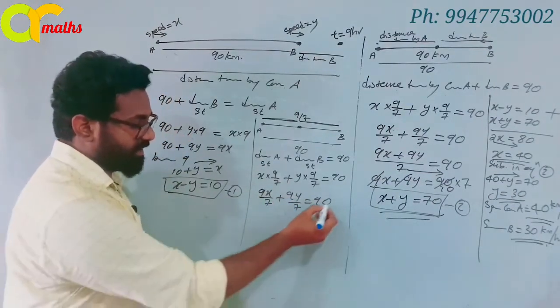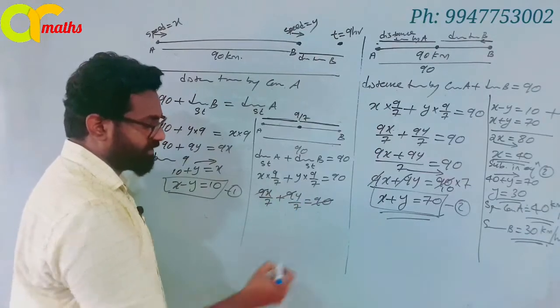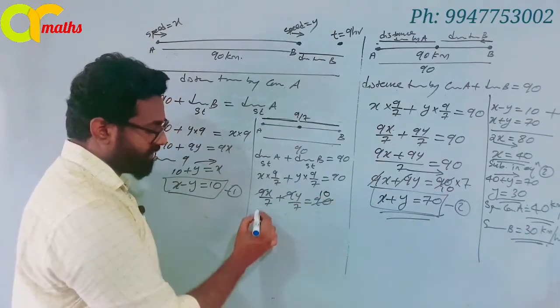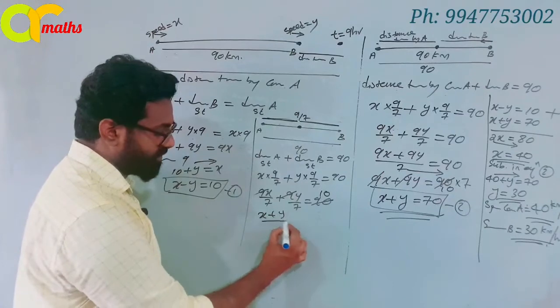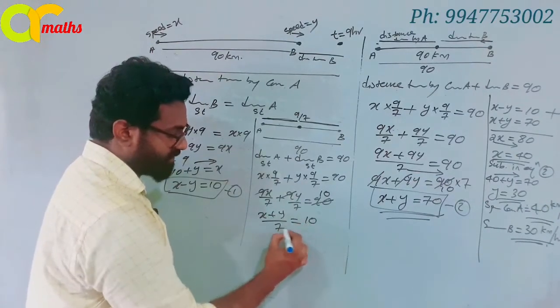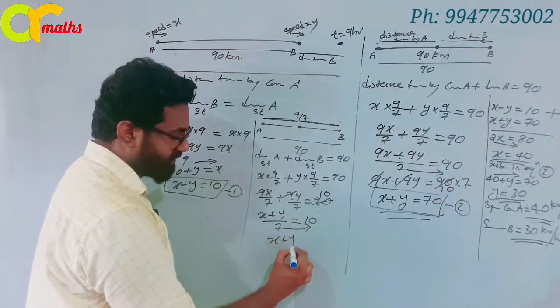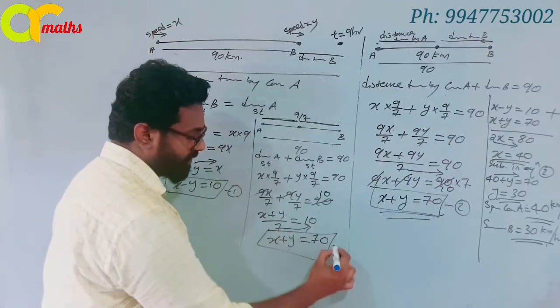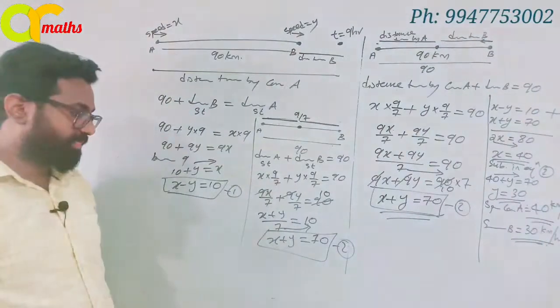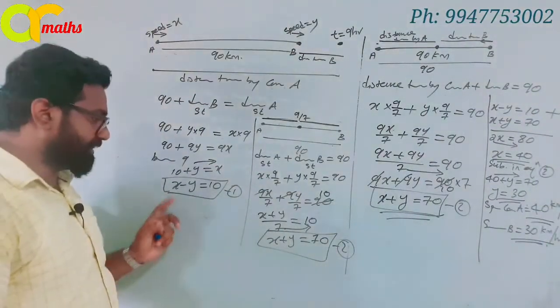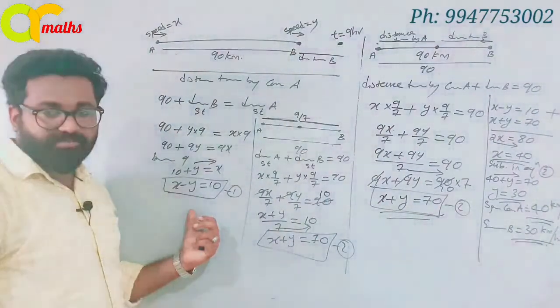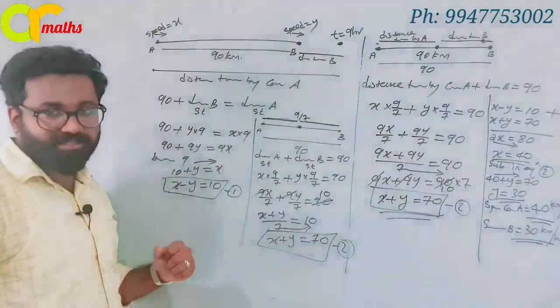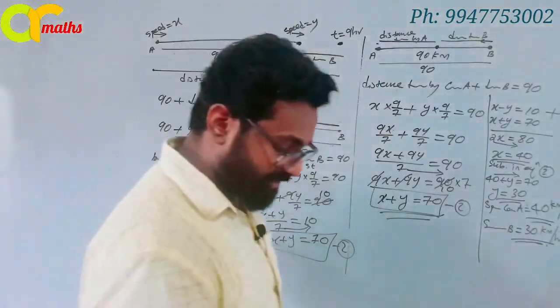On both sides divide by 9, you can cancel 9, here 10. Then what is the answer? X plus y divided by 7 equals 10. You get x plus y equals 7 into 10, that is 70. You got the second equation. Then you know how to find the values of x and y by elimination method or substitution method. Okay, ready? So this is our topic.